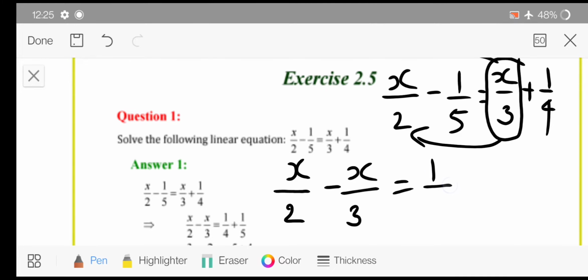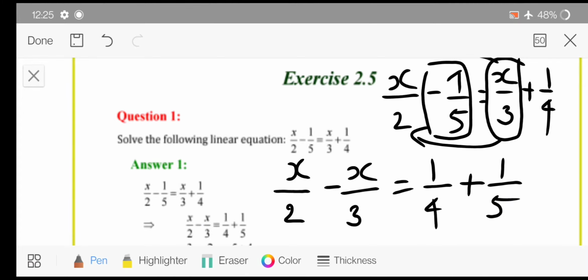And meanwhile, in this step only, what will I do? I will transpose this minus 1 upon 5 to the other side. यानी 1 upon 4 के पास मैं constant को भेज दूँगी, that is 1 upon 5. So plus 1 upon 5. Okay, this is your first step to solve this type of question.